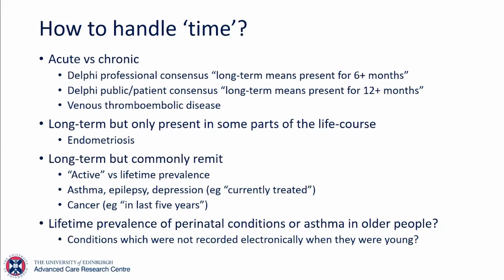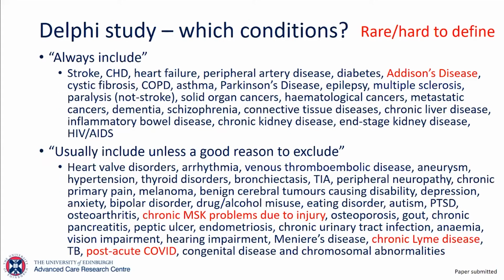Okay, so the other Delphi study issues. There's some stuff in here which is just really rare. Addison's disease is very important for those who have it, but it's pretty rare. There's stuff in here which is really hard to define. Chronic Lyme disease, post-acute COVID. So it might be in the list, but Addison's disease is easy to measure, but extremely rare. The other ones are common. Well, no, chronic musculoskeletal problems due to injury is common, but hard to define. The other two are chronic Lyme's, really, well, who knows? It's argued about what chronic Lyme disease is, but it's certainly hard to define. Post-acute COVID appears to be common, but we don't really have a case definition of it, so it's hard to include.